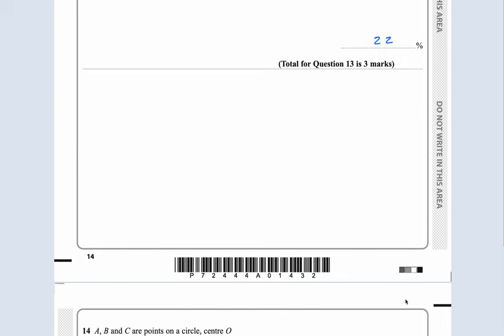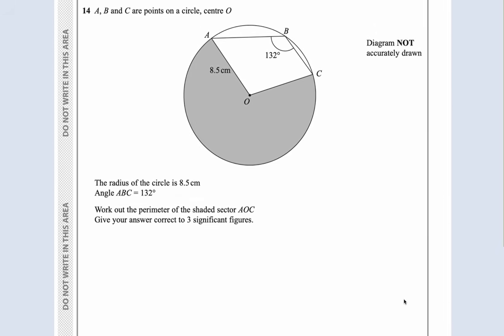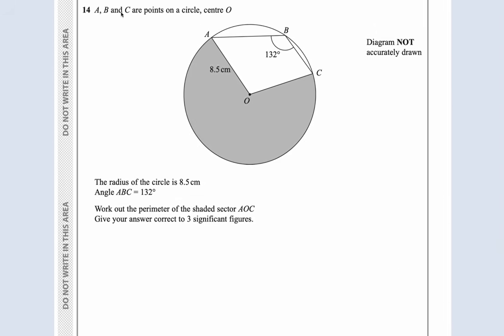Okay, that's question 13. Question 14. A, B, and C are points on the circle. O is the center of the circle. The radius is 8.5. Work out the perimeter of the shaded sector. Give your answer to 3 significant figures. Okay, guys, this is 132. Okay, if that is 132, if you recall, guys, angles at the circumference are half the angles at the center.